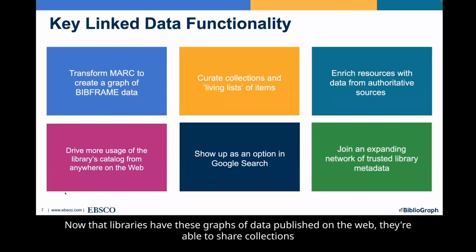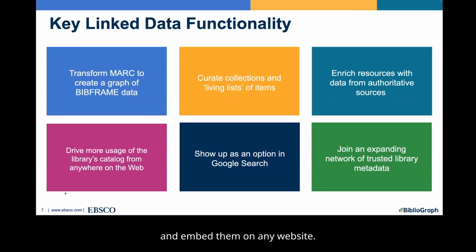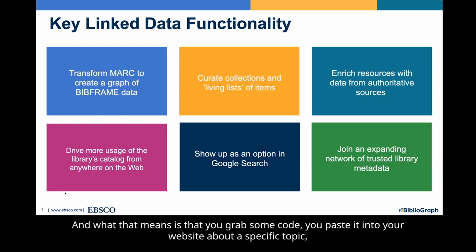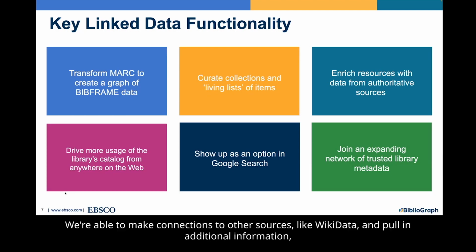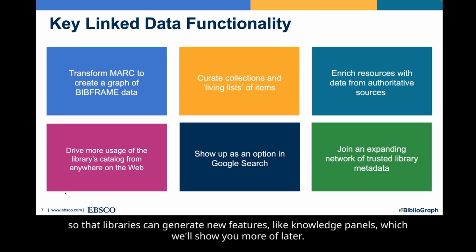Now that libraries have these graphs of data published on the web, they're able to share collections and embed them on any website. And once that collection's embedded, it doesn't have to be updated. So we call this a living list. What that means is that you grab some code, you paste it into your website about a specific topic, and as the library's collection changes, the website will be automatically updated. We're able to make connections to other sources like Wikidata and pull in additional information so that libraries can generate new features like knowledge panels, which we'll show you more of later.